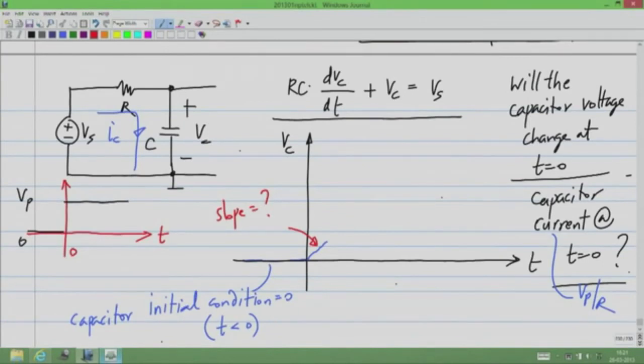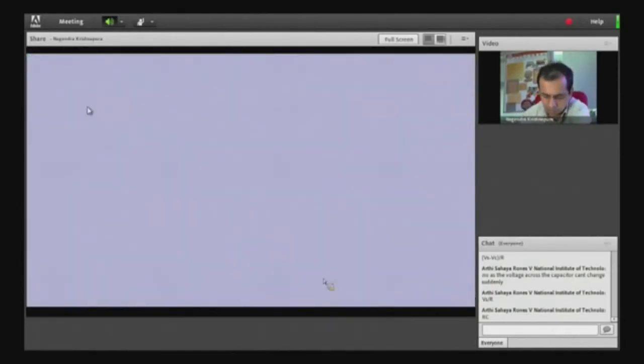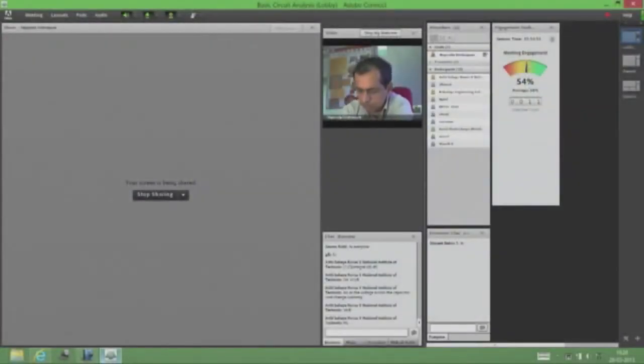So when I say the slope of the capacitor voltage versus time, obviously it should have dimensions of volts over time, volts per second, something like that, right? So we know the capacitor current Vp by R. Okay, so we have to use that in the equation for the capacitor current and find out the slope of the capacitor voltage. Please try to calculate that. So someone please try to answer this question.